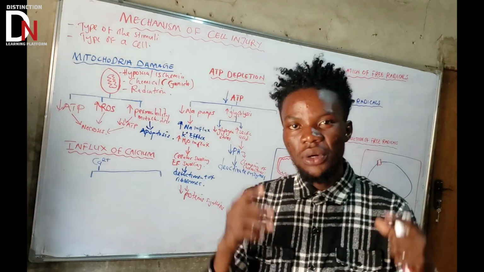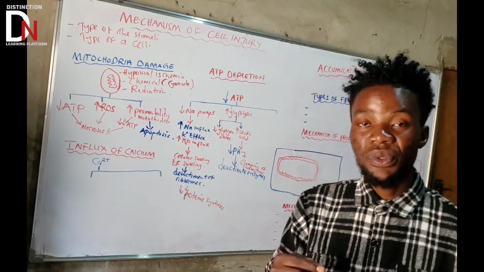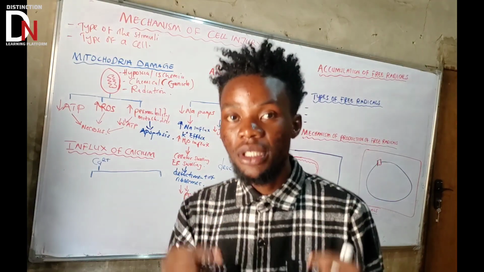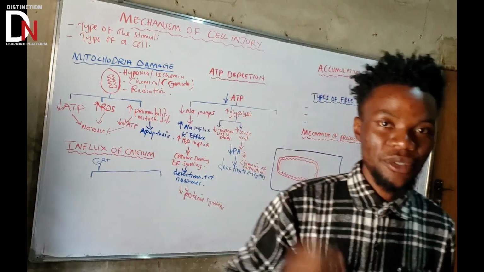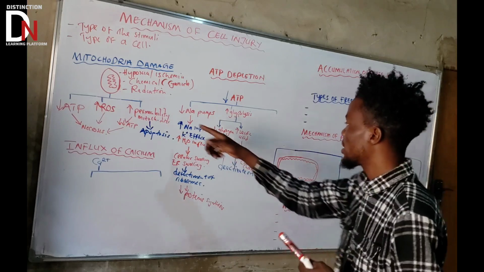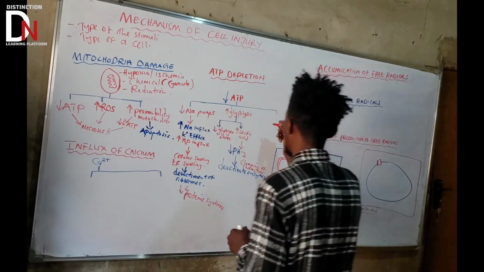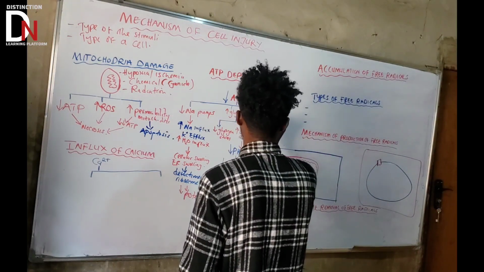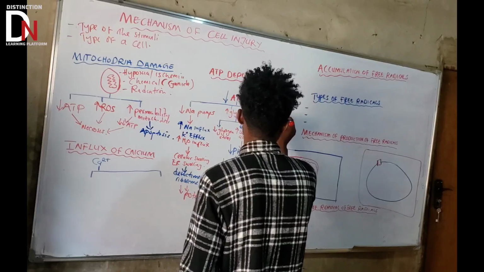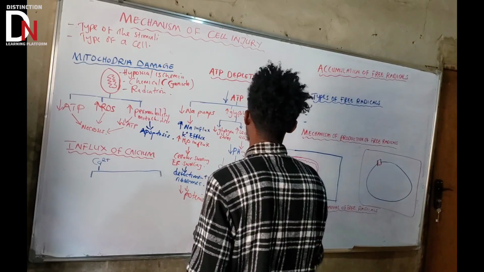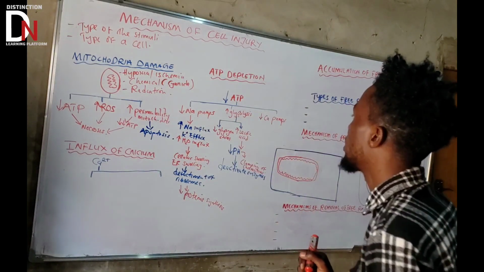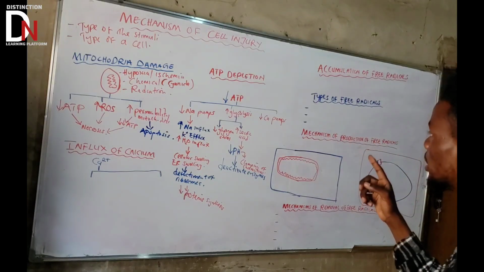Also there will be a failure of another pump. So there is what we call the ATP-dependent calcium pumps. Very important. Here we say sodium pumps, and here we are talking about a decrease in calcium pumps, the calcium pumps that depend on ATP.